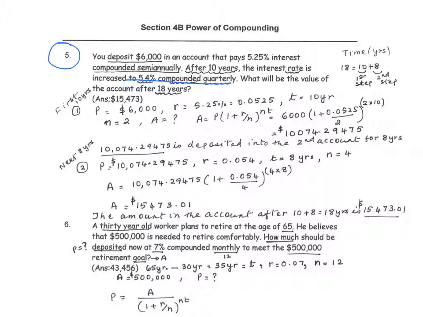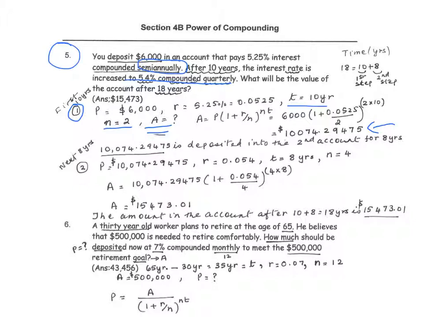So what happens for the first 10 years? The amount deposited is 6,000. The rate is 0.0525. The time is first 10 years, so time is 10. N is 2 because semi-annually would mean half yearly, which is twice a year. We need to figure out A. So what is the accumulated amount after 10 years? And that is what we have here. So after 10 years, what we have in the account is 10,074.29475, and I've left all the decimal places for a reason.